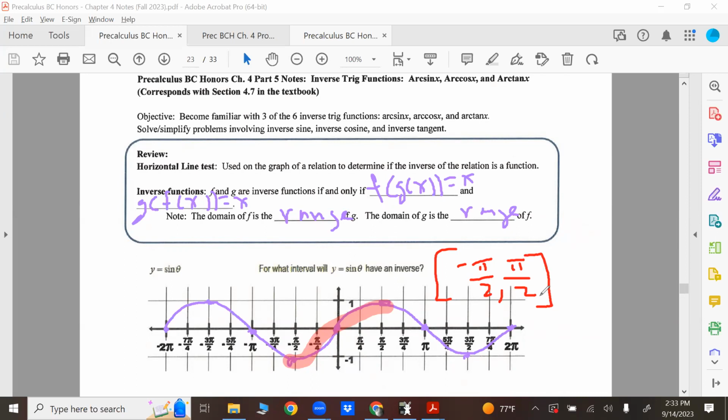Because remember, what is the output for inverse? It's an angle, right? The output for sine is a coordinate or a ratio of two sides. But for inverse sine, it's reversed, right? It's the inverse. Your input's not the angle. Your input's the coordinates or the ratio of sides. The output's the angle. So this is going to be the default range.